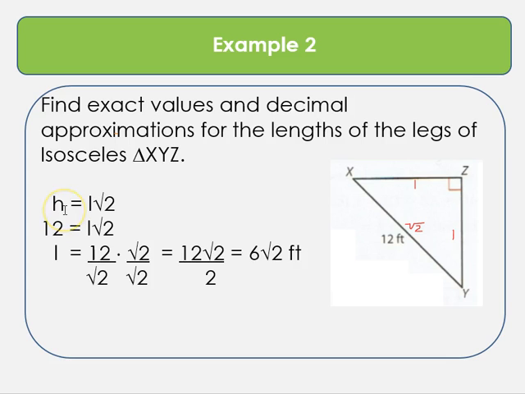So the hypotenuse will equal leg square root of 2. So let's fill in our known value, which is 12, and it's 12 equals leg square root of 2. And I should go ahead and do this right now to make sure I don't think this is a 1.